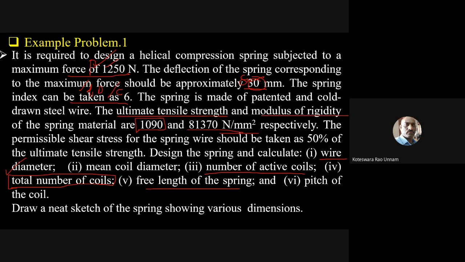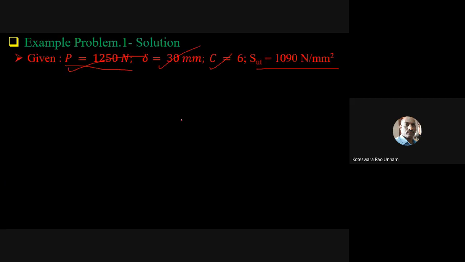He has given it as 81370 Newton per mm square. So this is the G value, this is the SUT value. So SUT is given as 1090, so that's what I have written here. SUT is 1090, and similarly G is given, and even this is also given in the problem.